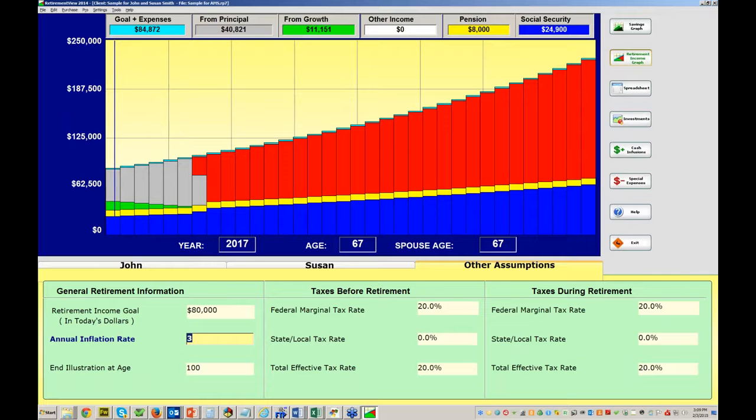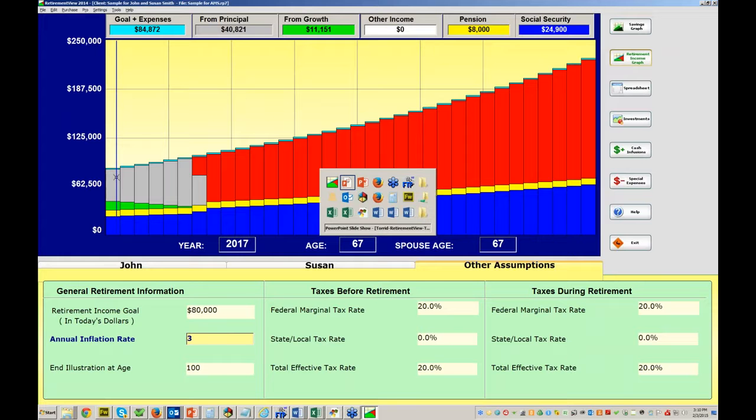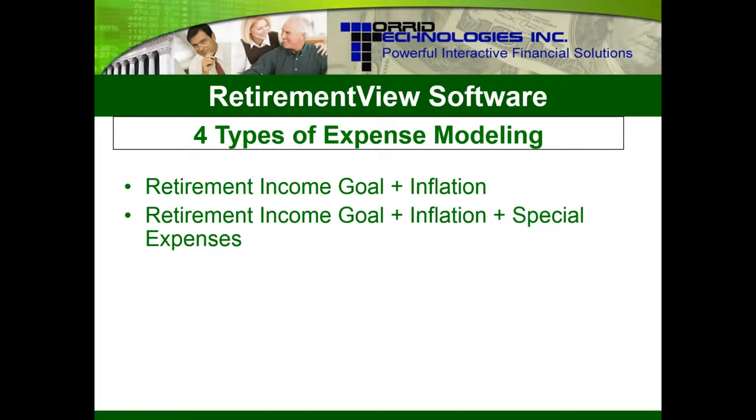That's plus special expenses. So the simplest way to model their retirement needs, their retirement income, their retirement expenses, however you want to view it, is to go to other assumptions, enter their retirement income goal, and note this is an after-tax number, $80,000 after taxes, okay? Annual inflation rate, 3%, okay? So that's the simplest way. All right, let's go back to the slideshow.